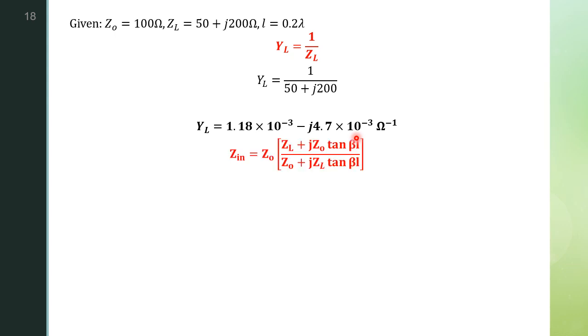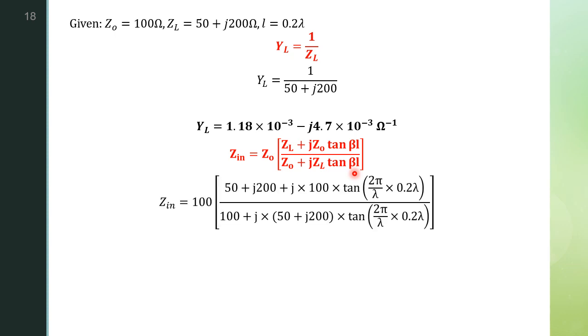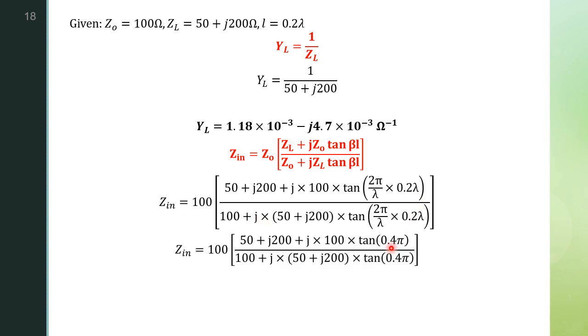Now the expression for input impedance is Zin equal to Z0 into ZL plus jZ0 tan beta L divided by Z0 plus jZL tan beta L. Beta will be 2 pi by lambda and the length is 0.2 lambda. On substituting the values, the numerator is 50 plus j200 plus j into 100 tan of 2 pi by lambda into 0.2 lambda, and similarly for the denominator. You will get the value of Zin as 18.08 minus 93.09j ohms. This is the value of input impedance Zin at a distance of 0.2 lambda from the load.